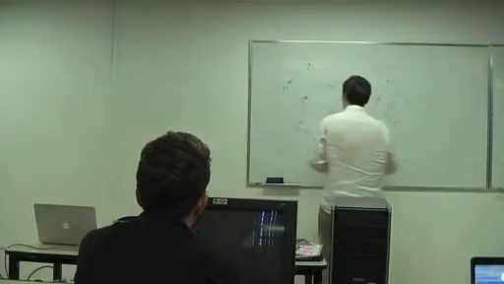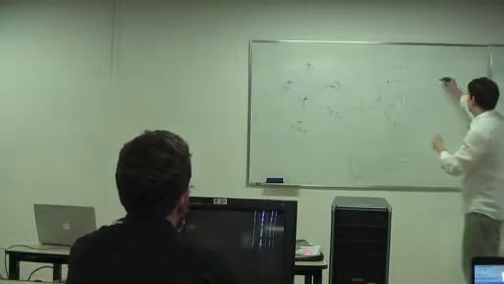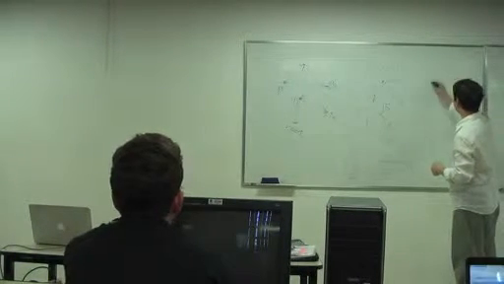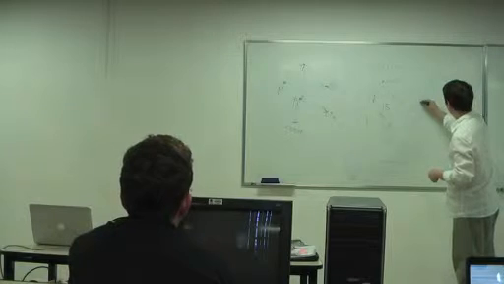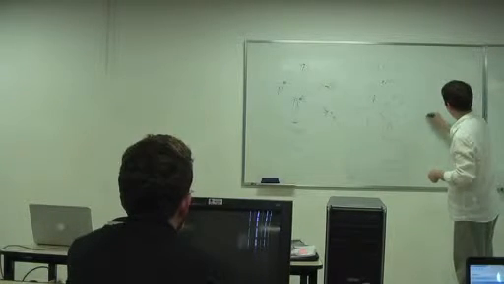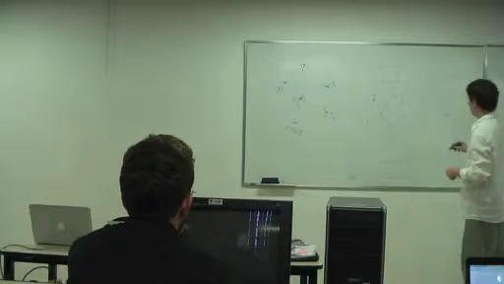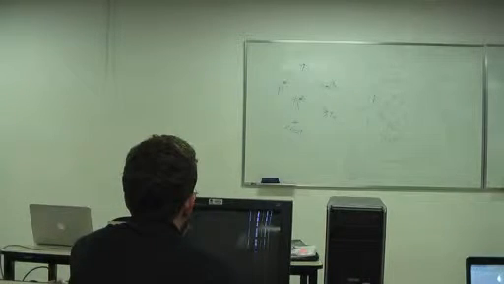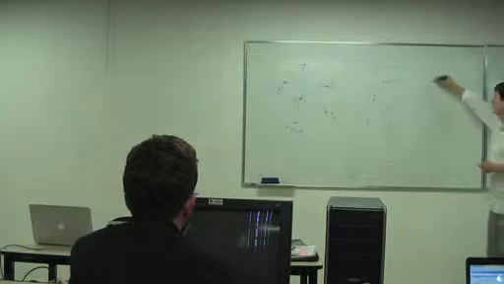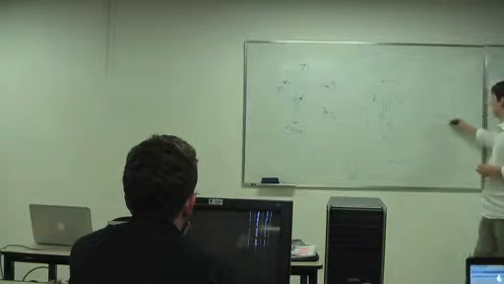Analogously, we can run a DFS on the reverse graph. So we get it like this. This is root. So we get a tree such that from all vertices you can get to root.